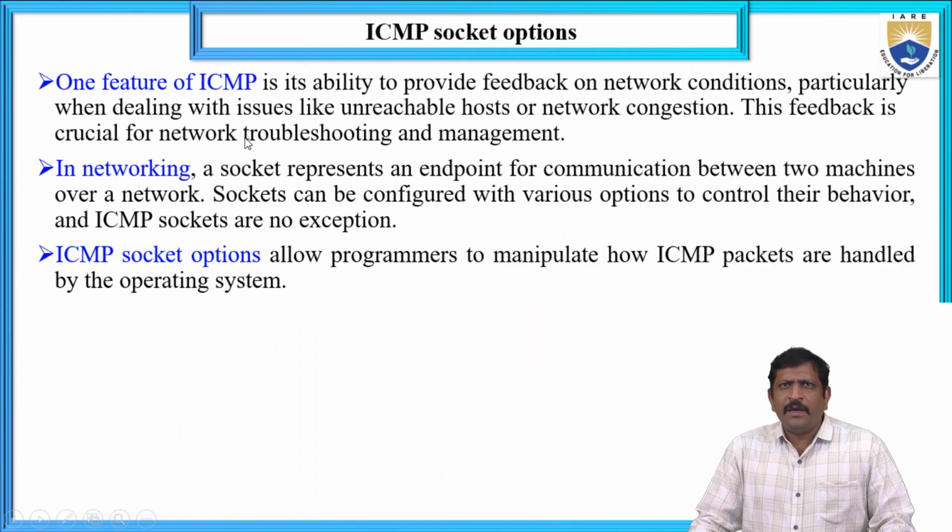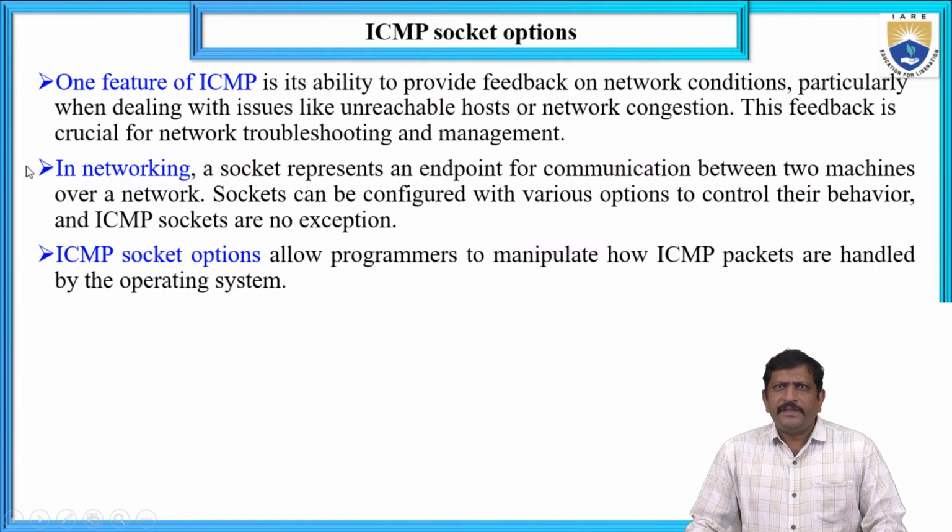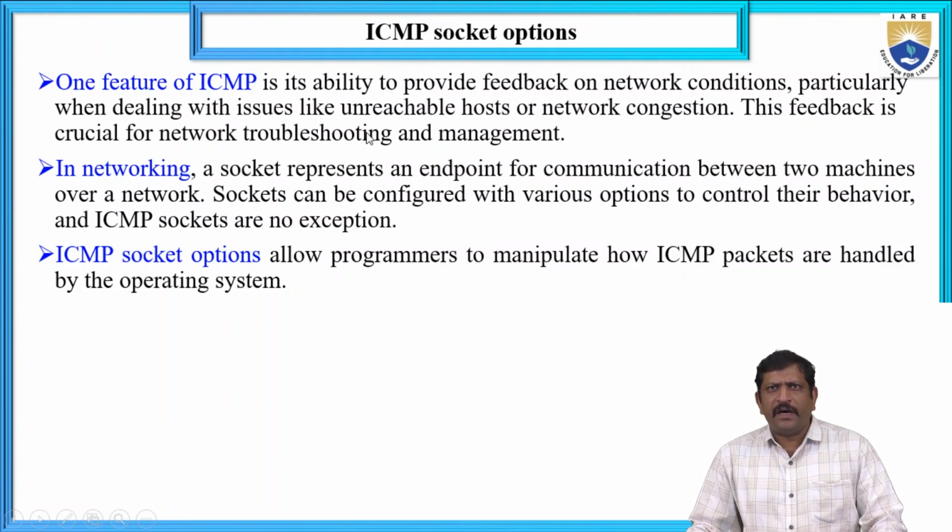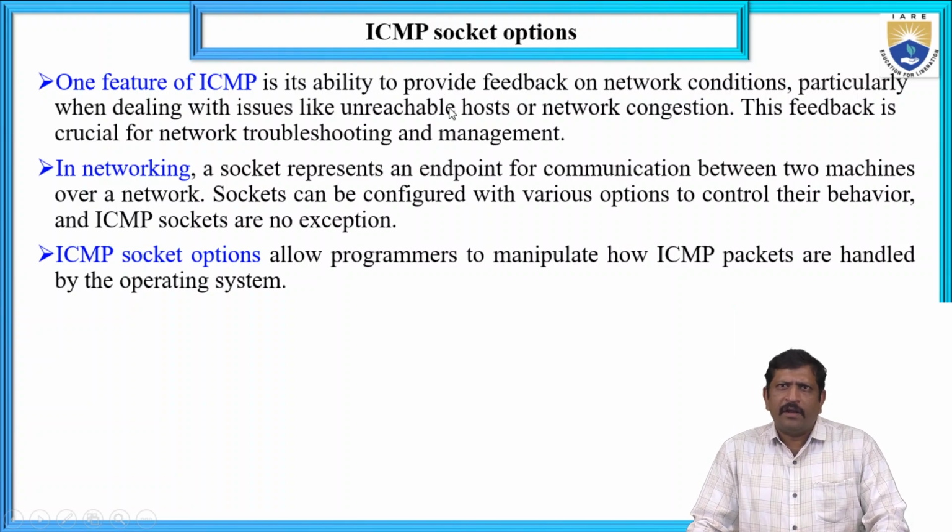One of ICMP's abilities is providing feedback on network conditions, particularly when dealing with issues like an unreachable host. That means the message cannot reach the destination. Whenever errors arise in between, any packets are damaged, any protocols are lost, or the buffer size is full, then the packets cannot be reached. That is the issue. These types of issues will arise, or any other network congestion.